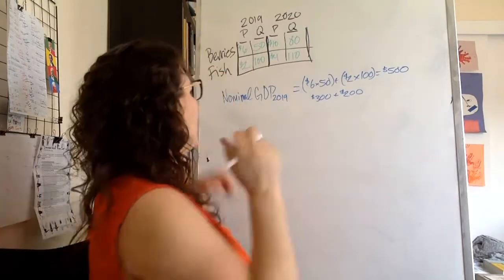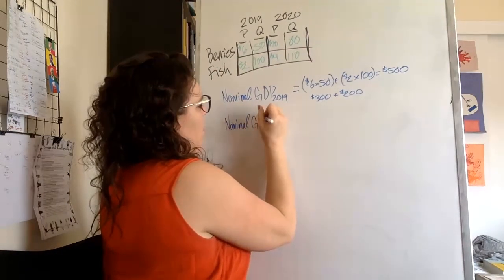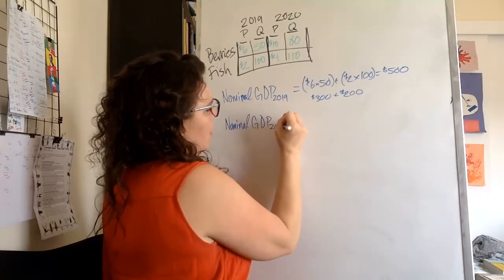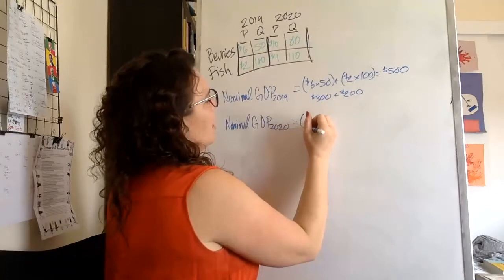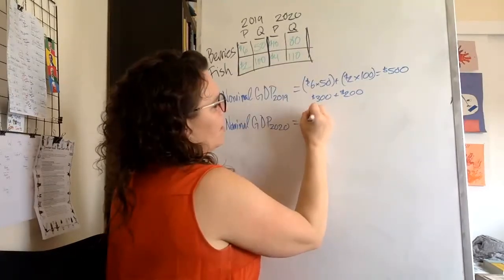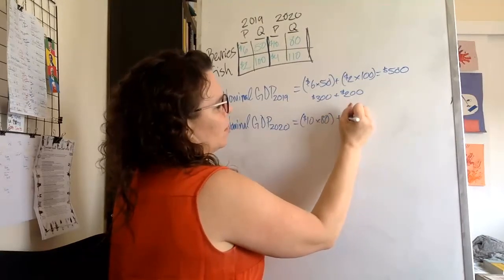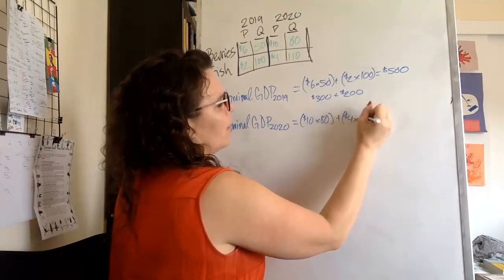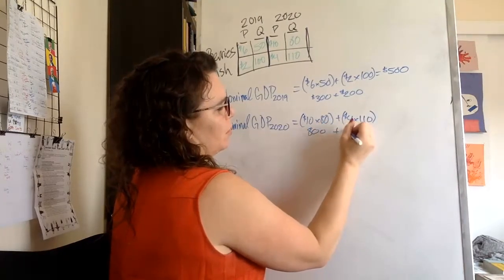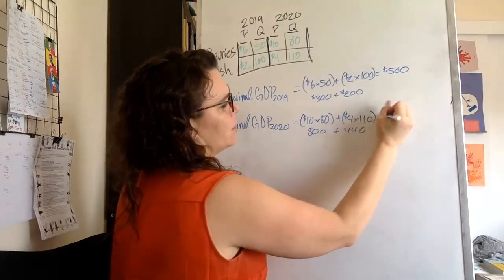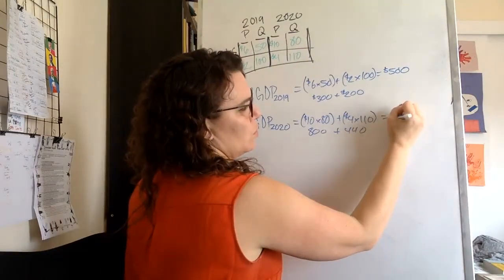So to get the nominal GDP in 2020, we do the same thing. Now we're going to look at the productivity. Our berries are now worth $10 is the market value. And we made 80 berries. And then the market value of fish is now $4. And we caught 110 fish. So that's going to be $800 plus $440, which gives us a nominal GDP of $1,240.